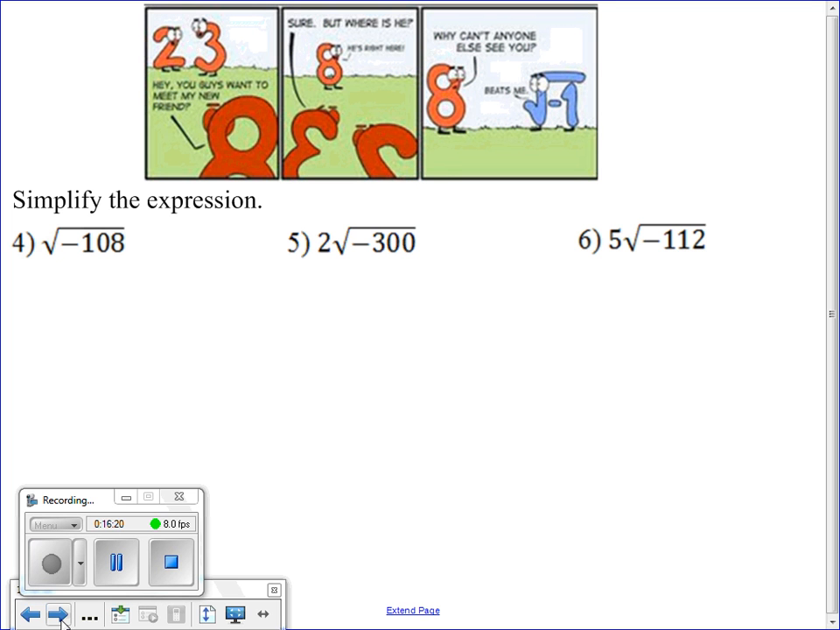Okay, so number 4. What are you going to do first? Yeah, recognize right away there's a negative under here. That's i radical 108. And then let's break down the 108.